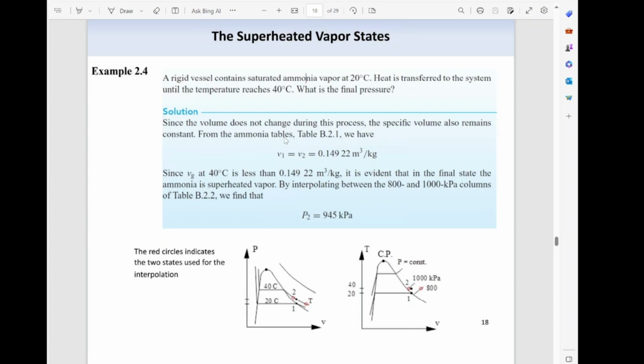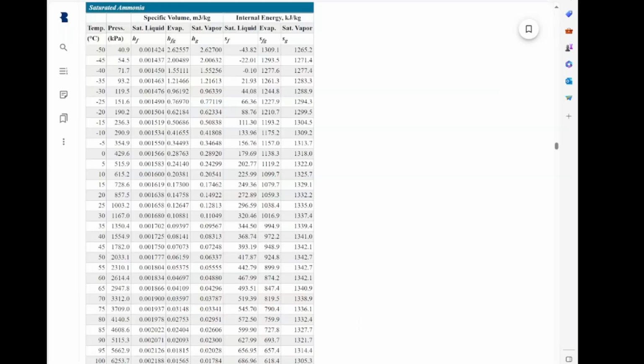Okay, so when we get to this table, this is B.2.1, and at 20 degrees, go all the way over. Oh, this is a mistake here. This is specific volume, so this would be VG. Okay, but if we go down into the table, it's 0.14922 meters cubed per kilogram. Okay, so that's what we're starting off with here.